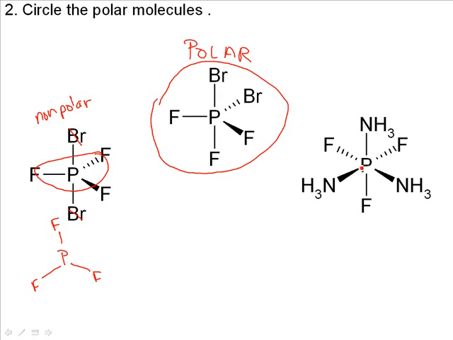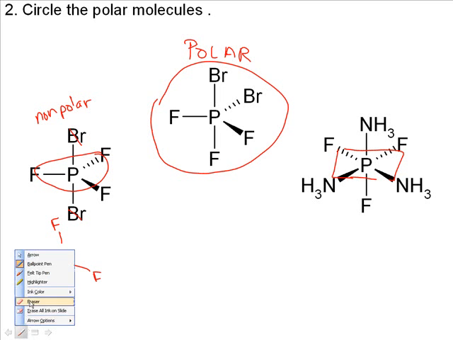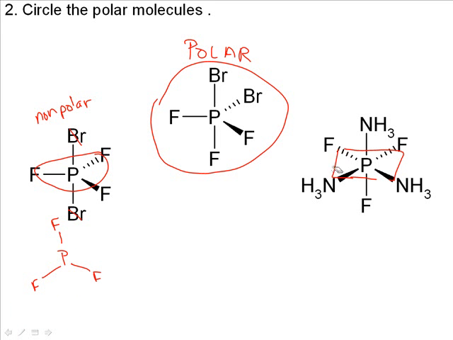Alright, and the last one, this is an octahedral structure, so we have a square plane around the middle, and then we have an ammonia out the top and a fluorine around the bottom. Now this could be rotated to show some other structure. Now, let me erase this so that we can see some other stuff here.